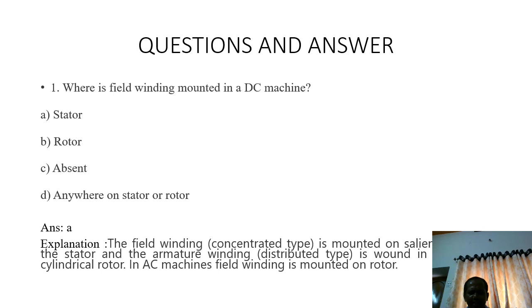The field winding is mounted on the salient pole of the DC generator, the stator. The armature winding is distributed and wound on the cylindrical rotor. Right, answer is A. Very good.